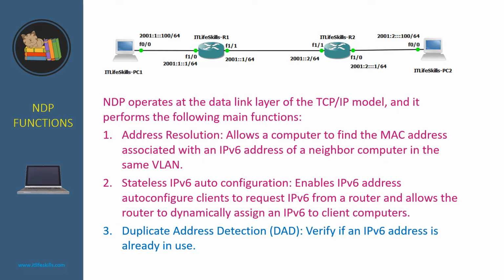It enables IPv6 address auto-config clients to request IPv6 from a router, and it also allows the routers to dynamically assign an IPv6 address to client computers. The third function is duplicate address detection. It allows the client computer to verify if an IPv6 address is already in use.